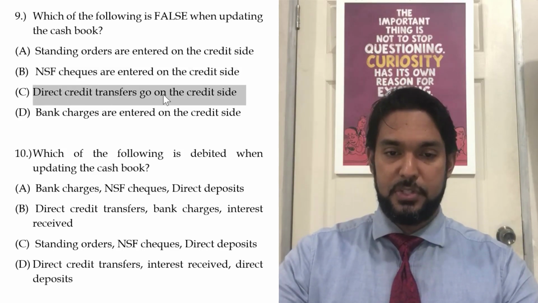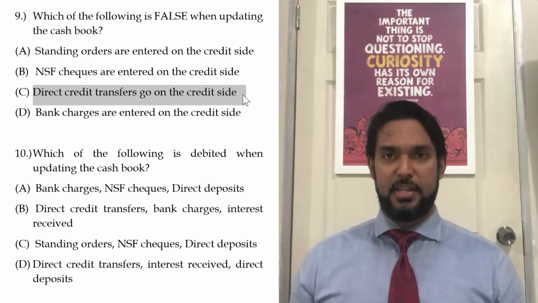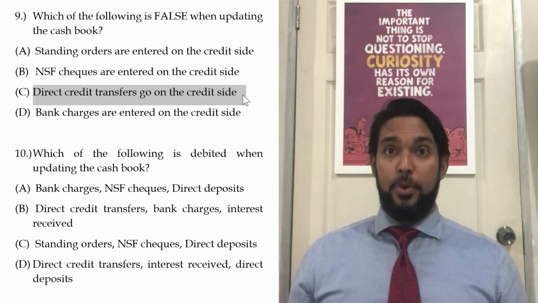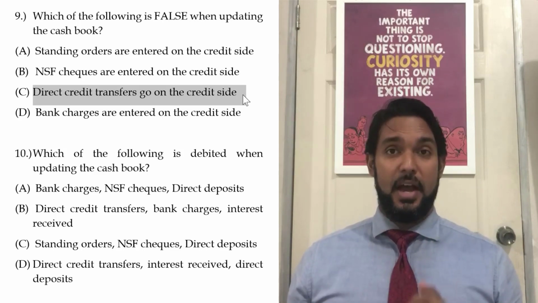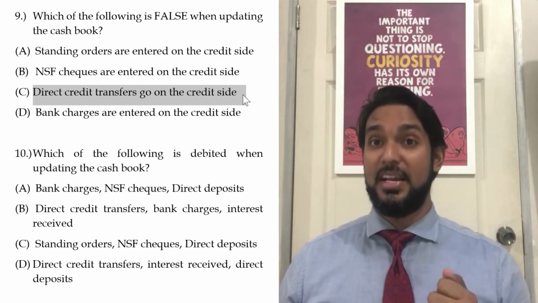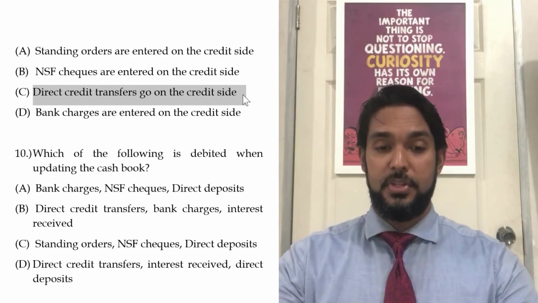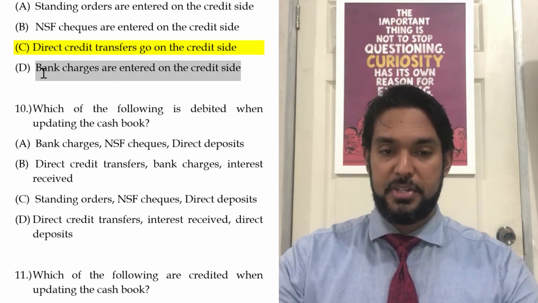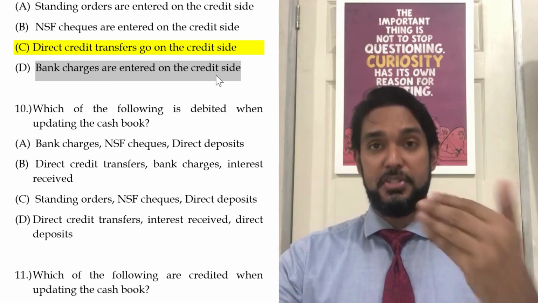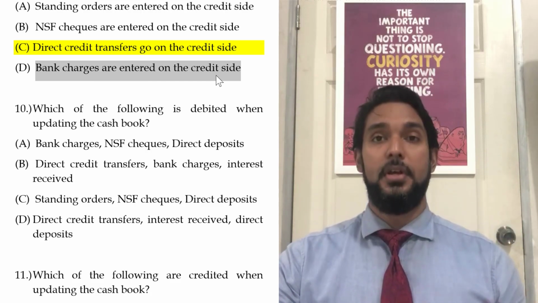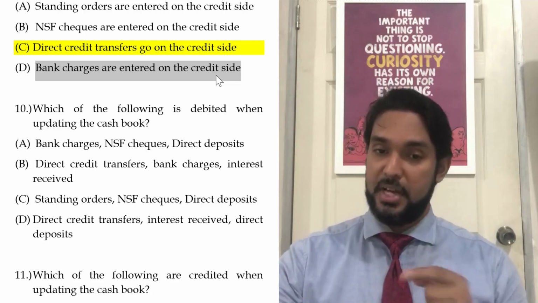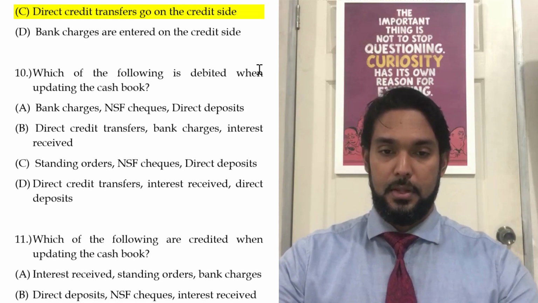Direct credit transfers go on the credit side. So a credit transfer is when somebody sends money to our account, which will cause the account to increase, and increases in our account require a debit to the cash book. So this is the one that we have to highlight. Bank charges are entered on the credit side. So bank charges are deductions from our account, which is a decrease, and a decrease when entered in the cash book will go on the credit side. So that is correct.